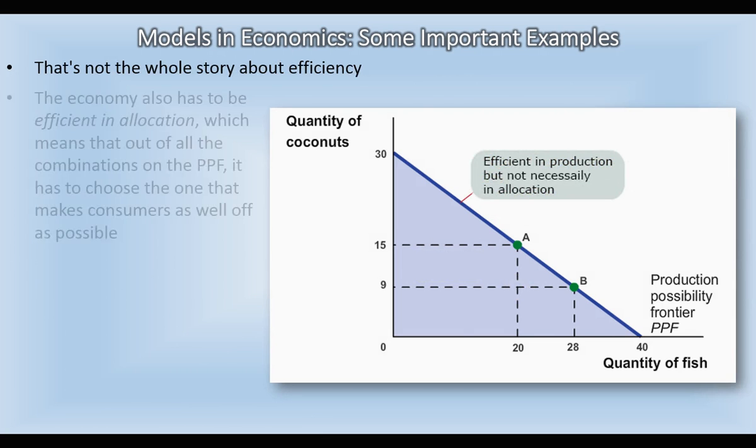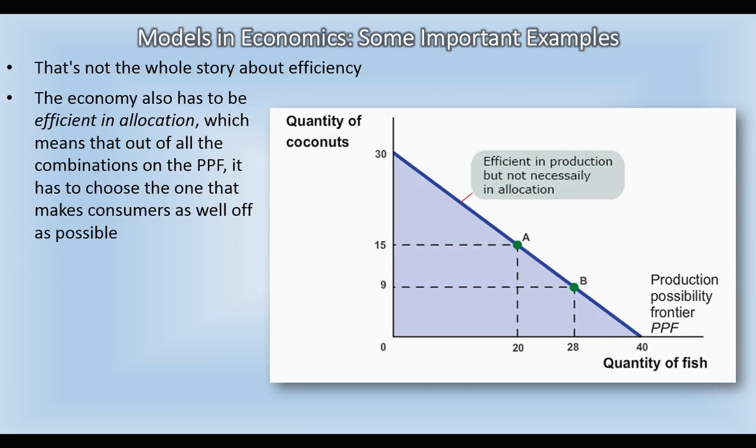But that's not the whole story about efficiency. The economy also has to be efficient in allocation, meaning that everybody has to get what they want as far as what's being produced. So again, this means that out of all the combinations on the PPF, it has to choose the one that makes consumers as well off as possible.